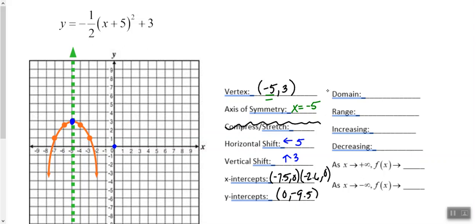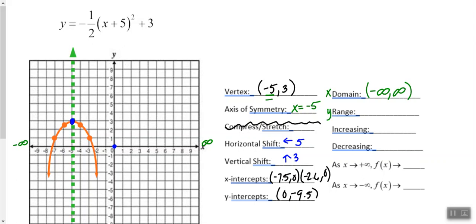Domain and range, let's review. So domain's asking about my x values. Remember, -infinity is to the left, +infinity is to the right. The graph is going to keep going to the left and keep going to the right. So -infinity to +infinity.